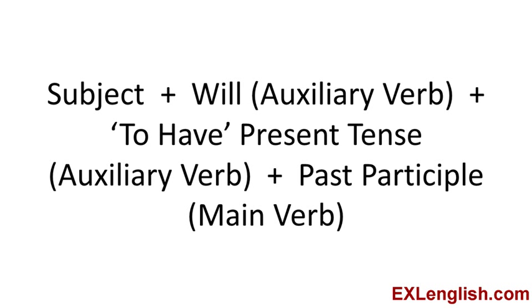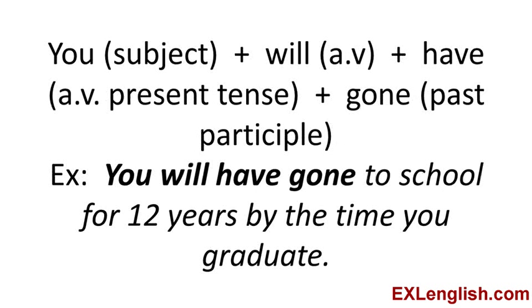Here is a sample sentence for you to look at. You, subject, plus will, auxiliary verb, plus have, auxiliary verb present tense, plus gone, past participle. Example, you will have gone to school for 12 years by the time you graduate. The future perfect tense talks about the past in the future. It can be understood as a combination of future time and the present perfect tense.